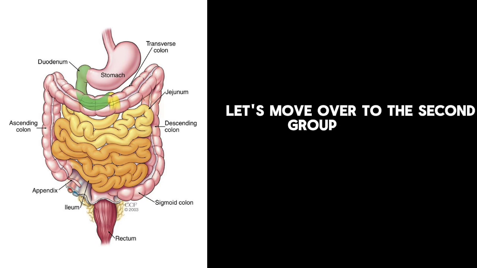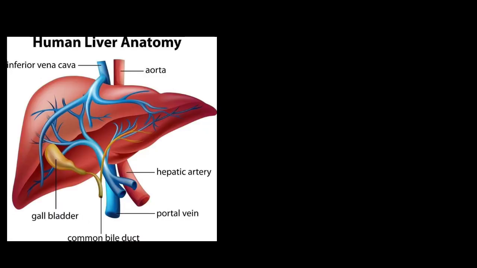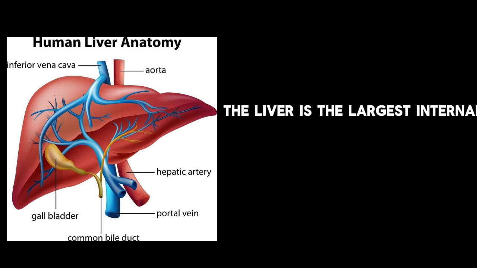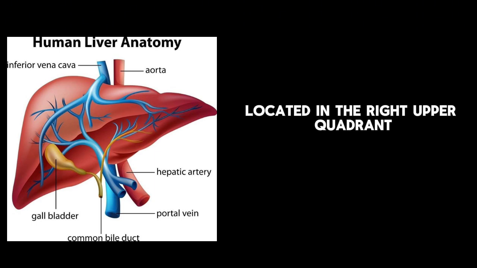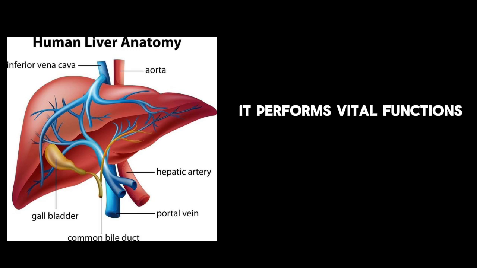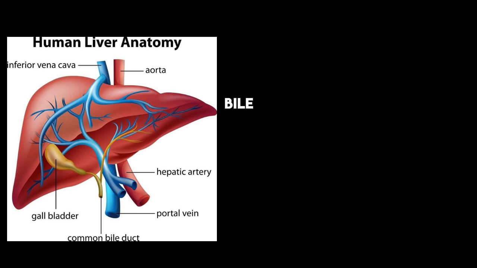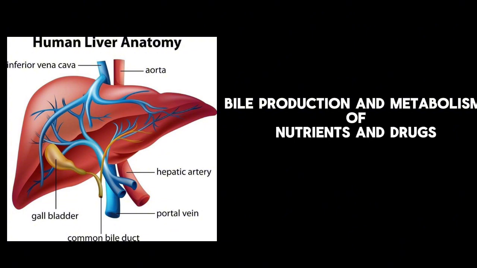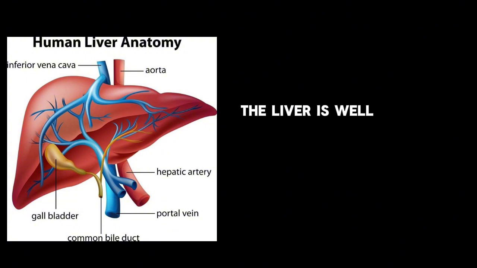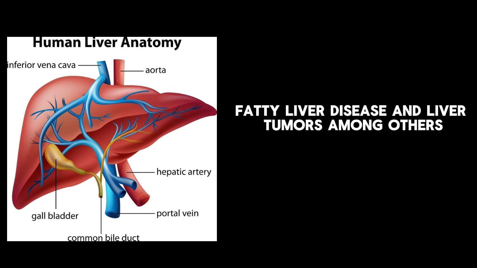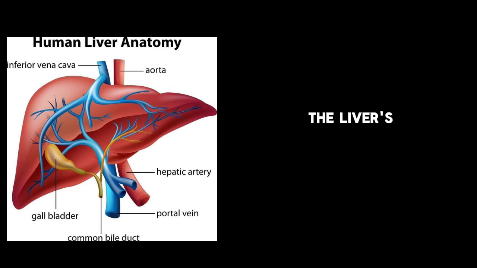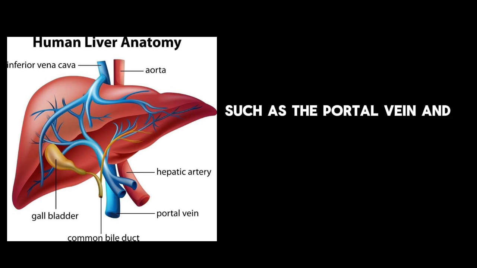Let's move over to the second group of organs, which is the accessory digestive organs. And let's start with the liver. The liver is the largest internal organ located in the right upper quadrant. It performs vital functions including detoxification, bile production, and metabolism of nutrients and drugs. In radiography, the liver is well evaluated through ultrasound, CT, or MRI examination. Common liver conditions include hepatitis, fatty liver disease, and liver tumors, among others. The liver's vascular structures, such as the portal vein and the hepatic veins, are also crucial in Doppler studies.